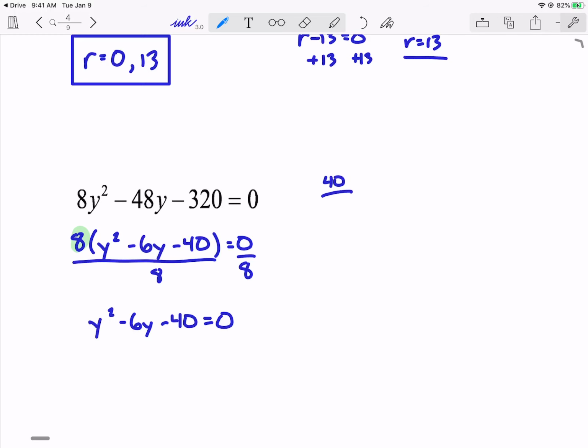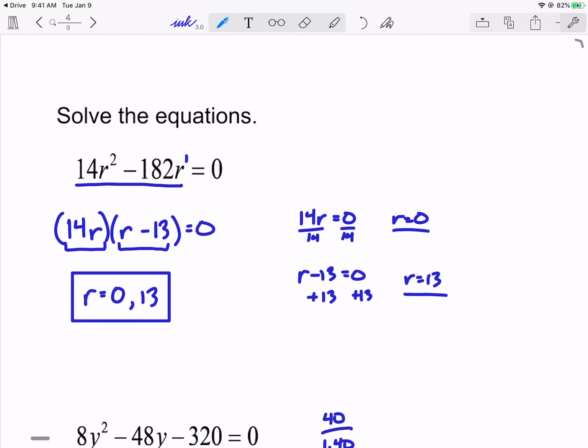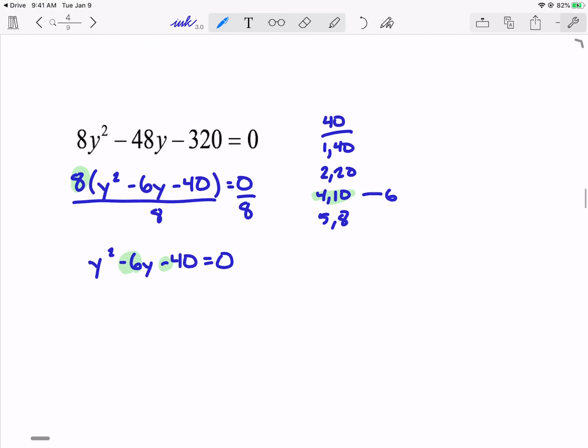So now I'm thinking of my factors of 40, and I got 1 and 40, 2 and 20, 4 and 10, and 5 and 8. So back to our factoring rules, I notice it's a negative 40, so I know one of the factor pairs needs to be negative, and they need to add to make a negative 6. So I'm looking through. These ones are the ones that have a difference of 6, so I'm going to be using 4 and 10. Now, I want the 10 to be negative because I want to result in a negative 6 when I add the 4 and the 10 together. So then this factors as y minus 10, y plus 4.